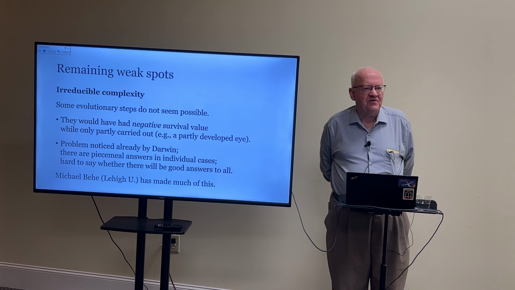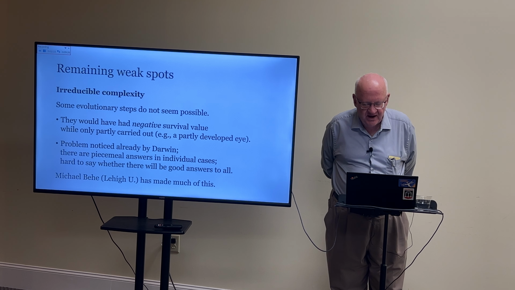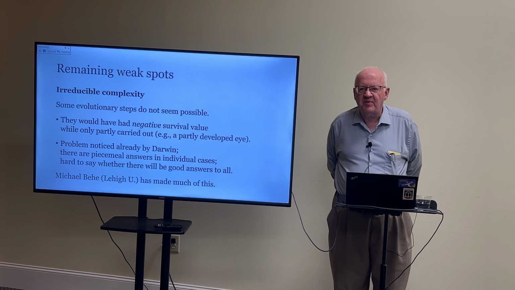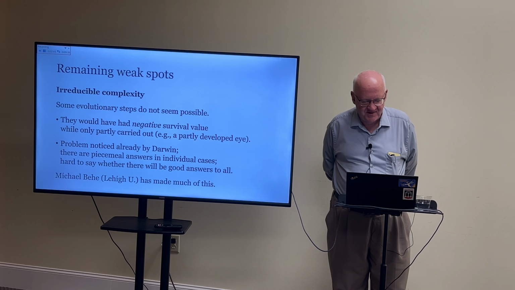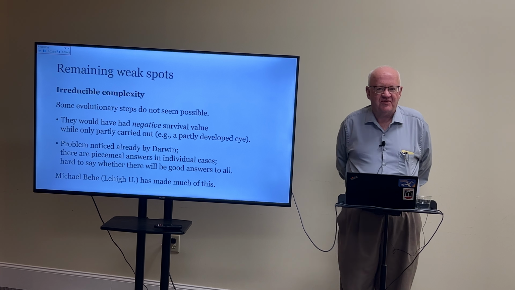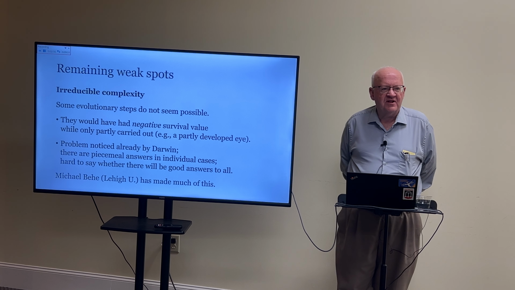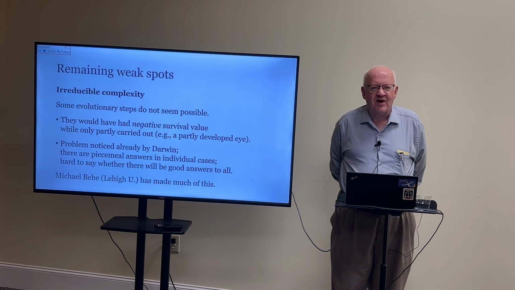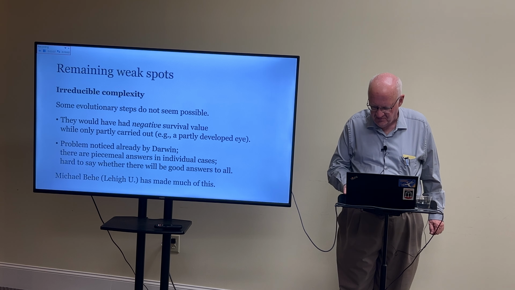And it's a problem that was noticed already by Darwin. There are piecemeal answers to it in individual cases. It's hard to say at this point whether there are going to be good answers to all of them. I just don't know. I'm here only to map things out. There is a scientist named Michael Behe who has made much of this and uses this as a key argument for what is called intelligent design. That is the idea that God as designer has somehow programmed the development of life. It's not all random variation and natural selection.